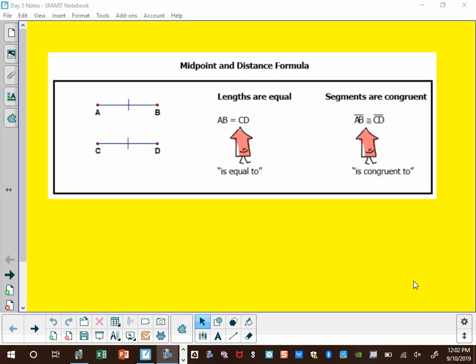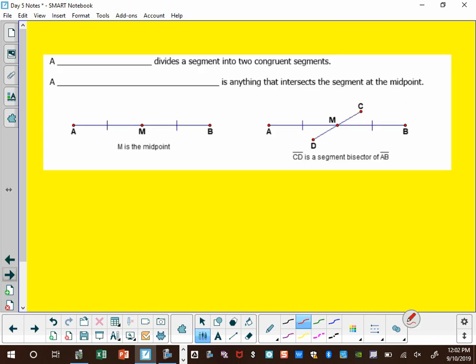All right, so we're talking about midpoint and distance. The way that we know that something is a midpoint is that it either tells you, or we have these hash marks that say it is congruent. If something is congruent, that means that it is the same. So let's look at our first definition. A midpoint, which we've already talked about a little bit, divides the segment into two congruent segments.